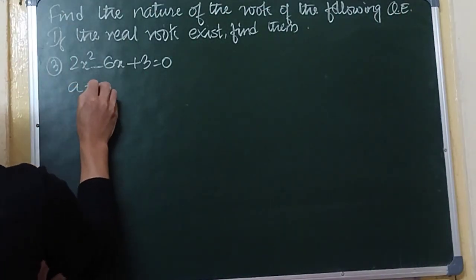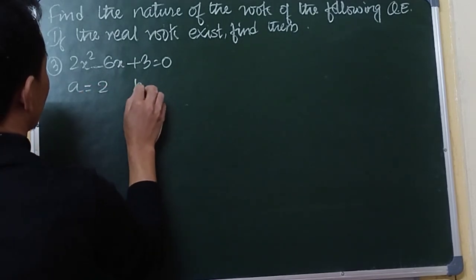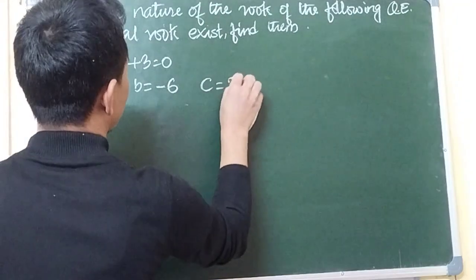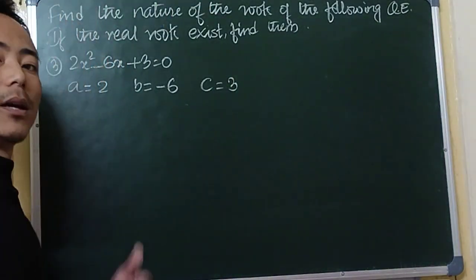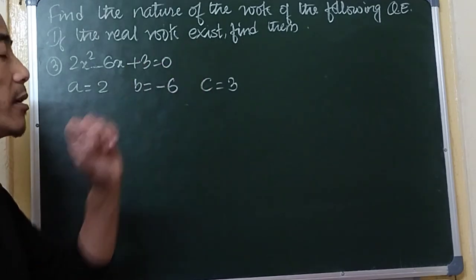By comparing it with the general form of the quadratic equation, we get a equals to 2. I hope now you have understood how to find the value of a, b and c from the given quadratic equation by comparing it with the general form. So a is 2, b is minus 6, c is 3.